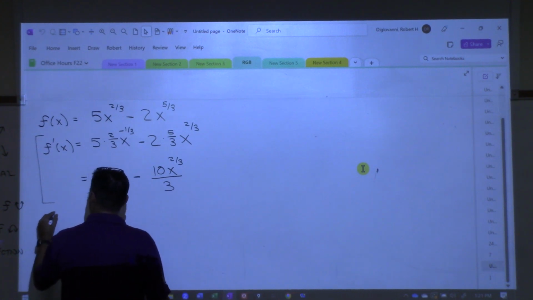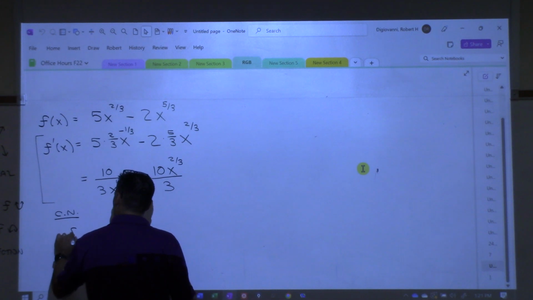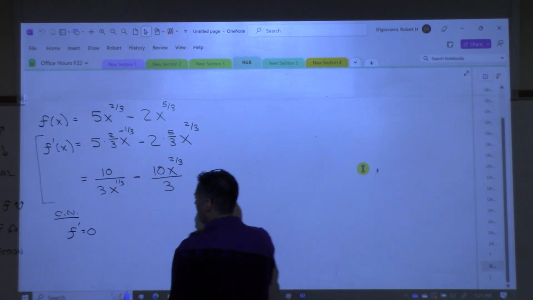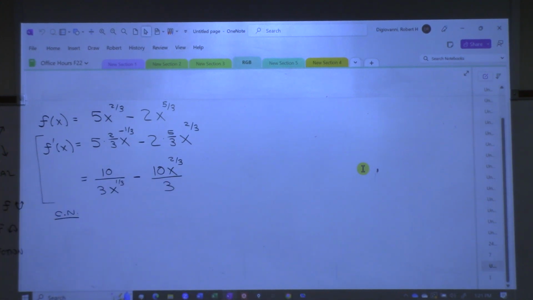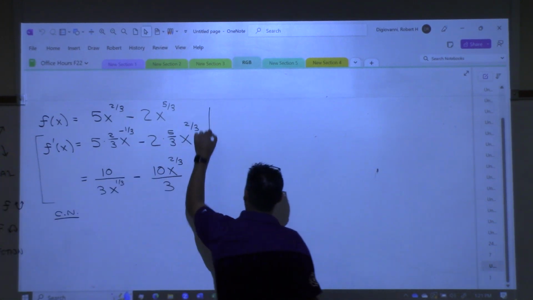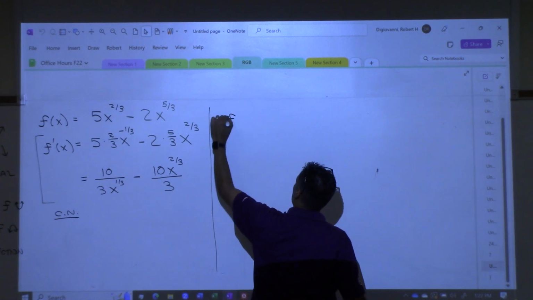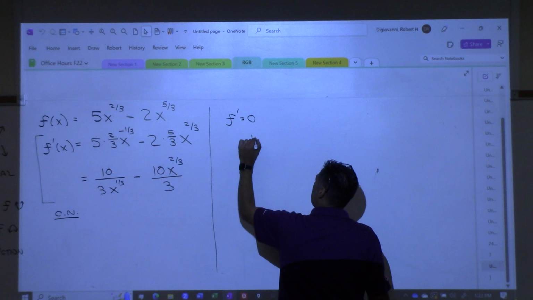Now find the critical numbers. To do that, I need to figure out where that derivative is equal to 0. I need to figure out where that derivative doesn't exist. Let me just do this over here. Where's that derivative 0? Where does it not exist? So for my critical numbers, let's do where the derivative is 0 first. All right. I need to set that equal to 0, don't I?